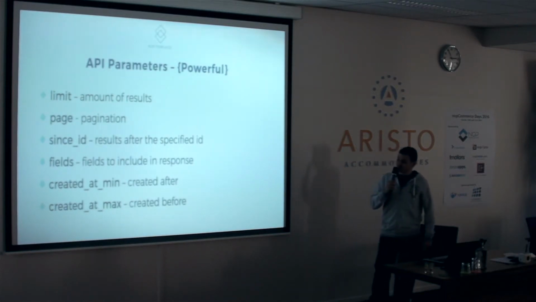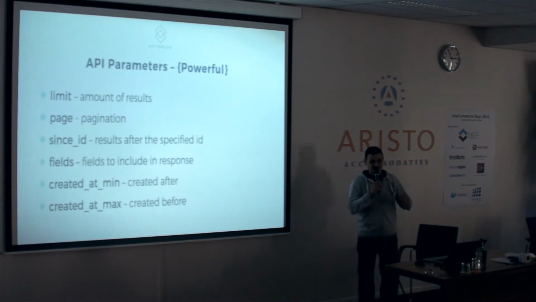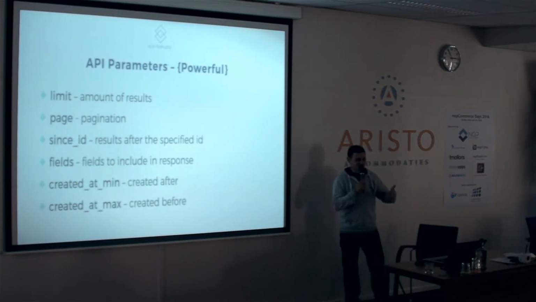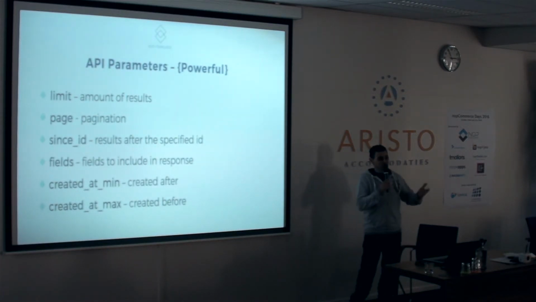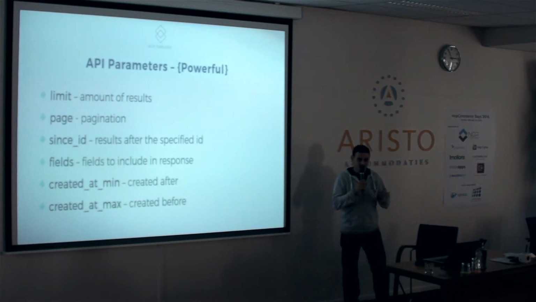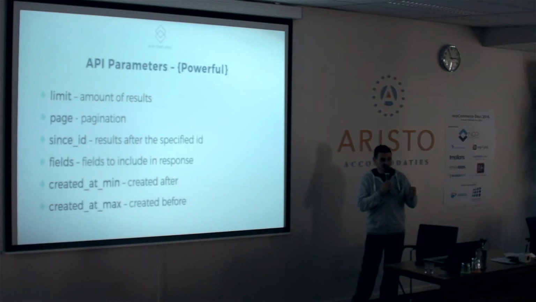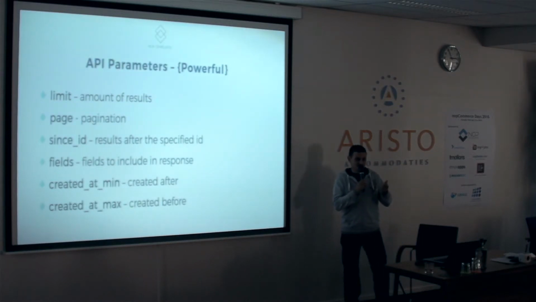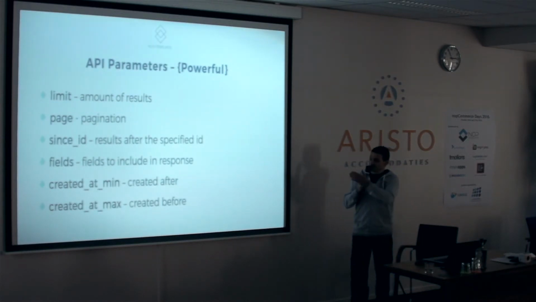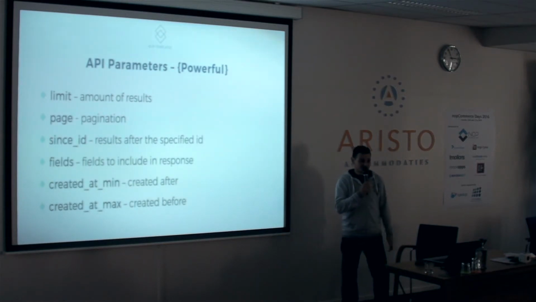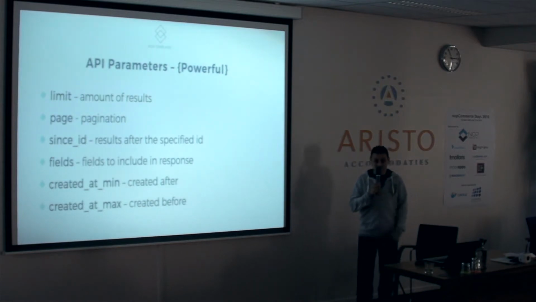The since ID is very interesting. For example, let's say using the API you've processed 100 products or categories, and you want to start processing the next ones. You remember where you've been, the number of the category, and just say, give me all the categories since category number 100. So the API will return category 101.